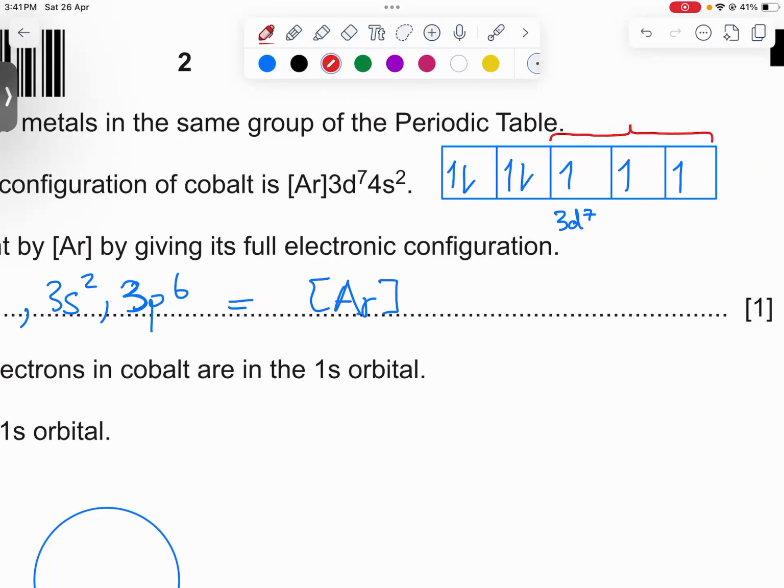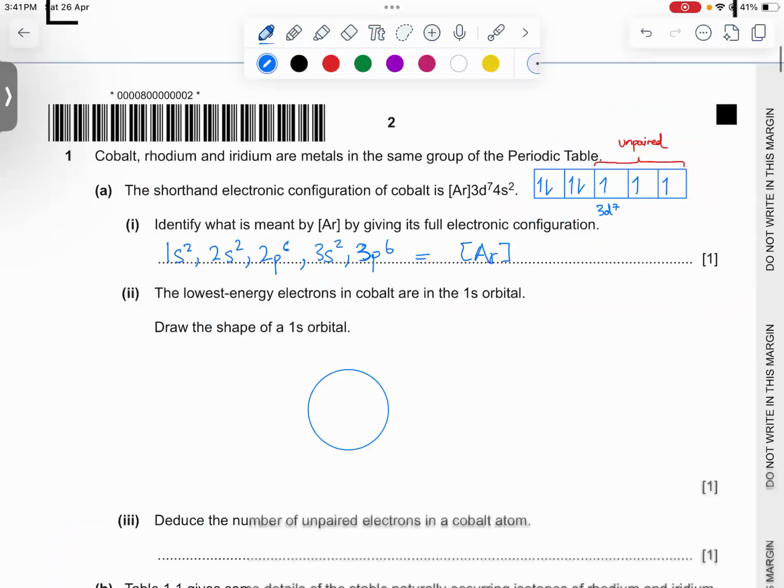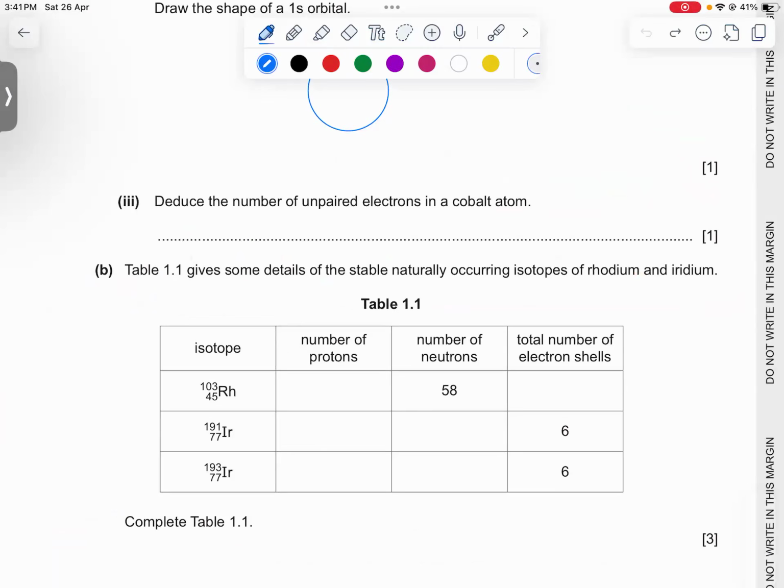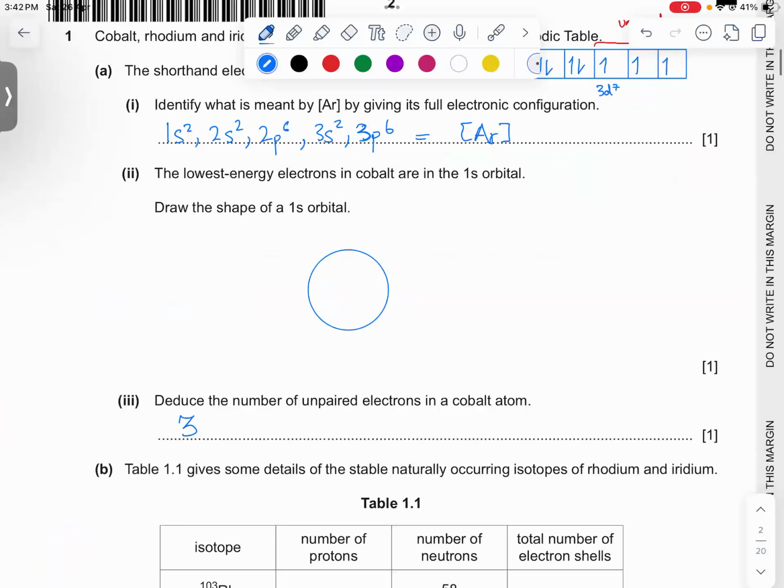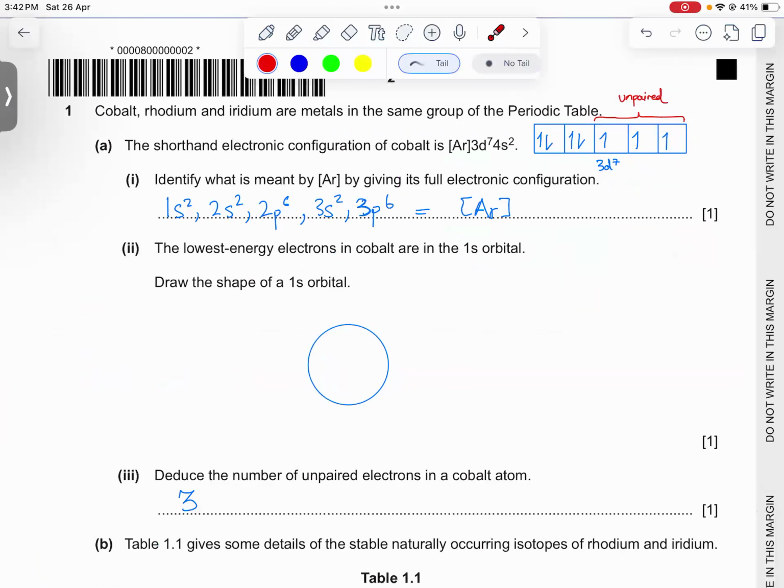These are all unpaired electrons. So how many unpaired electrons are there? 3. You did not have to do this much rocket science. This is for understanding and me explaining. All you needed to do was look at d. d has 7 electrons. That means the 5 subshells have 5 electrons each, and then 2 of the subshells have 1 more electron, meaning 2 subshells are complete and 3 subshells are half filled. So 3 unpaired electrons. Next question.